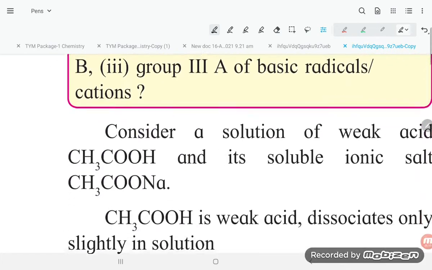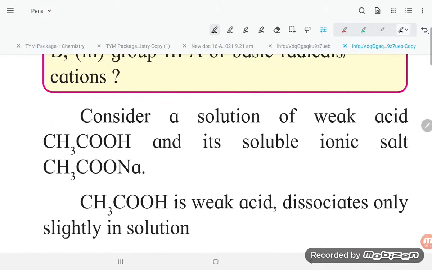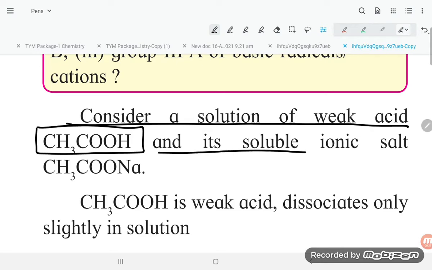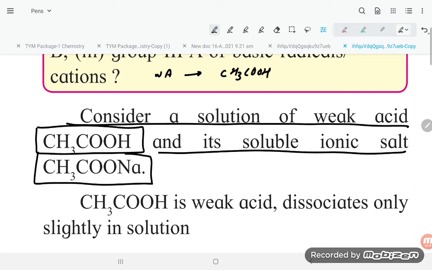So, dear students, when you talk about the common ion effect, the term itself is common and ion. So the effect of the presence of a common ion is what the common ion effect is. Consider a solution of a weak acid, that is acetic acid, and its soluble ionic salt, CH3COONa. Two things you are considering: firstly, the weak acid, CH3COOH, and its soluble ionic salt.